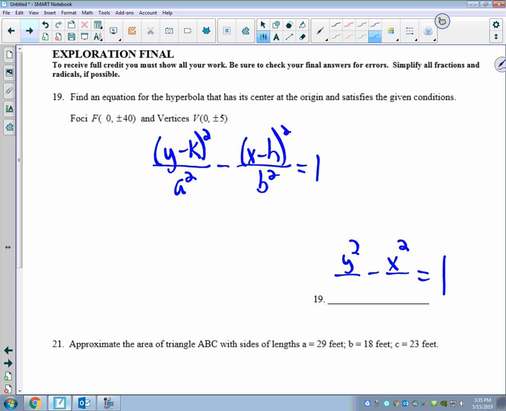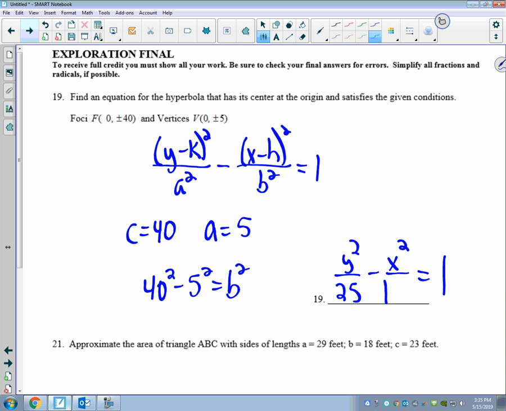If the vertices are plus or minus 5, that means a equals 5. So that means 25 here. And that means that C equals 40 from the foci. So I'm going to take 40 squared minus 5 squared to equal b squared. And I got 1575 for that, which seems really big. 1575.